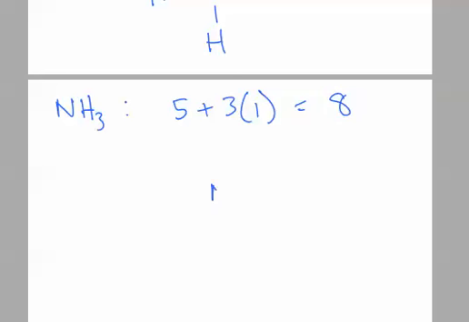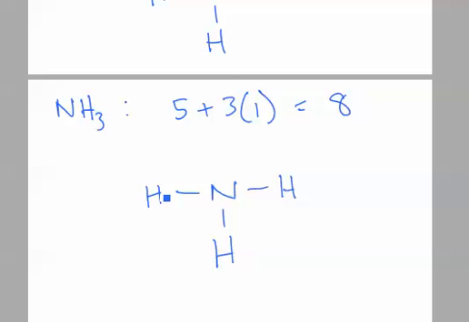So let's start with our skeleton structure. We draw lines connecting all of the atoms. Again, it doesn't really matter which side we draw these on, but it is important that nitrogen is central here because, again, hydrogen can never be central. So now we've got 3 bonds. We've got 2 electrons in this one, 2 in this one, and 2 in this one. So we've used up 6 of our 8 valence electrons, and we still have 2 valence electrons left.